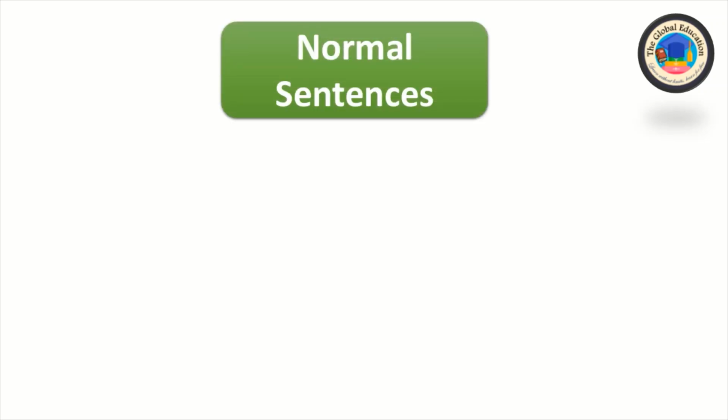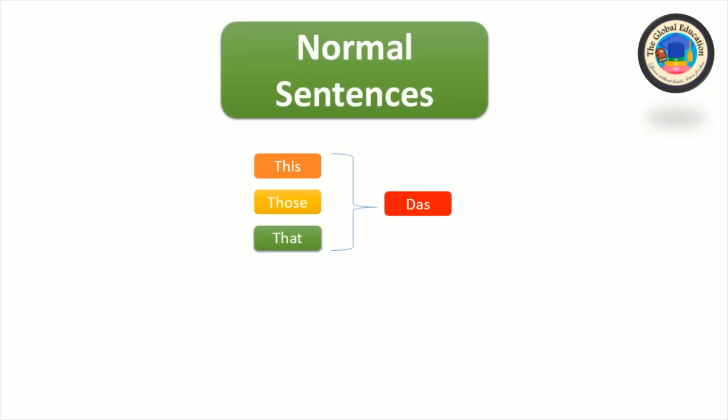Okay guys, so today's lesson we will discuss normal sentences. First of all, we need to memorize some words like this, those, that, which is called das in German, and ja means yes, nein means no.